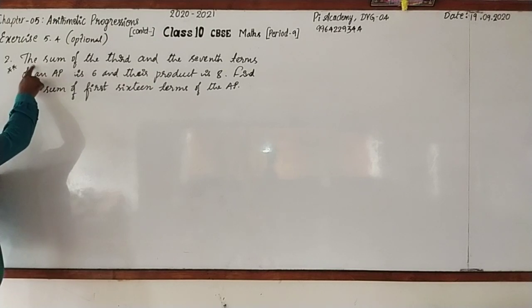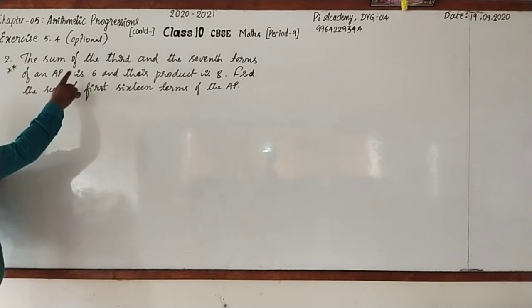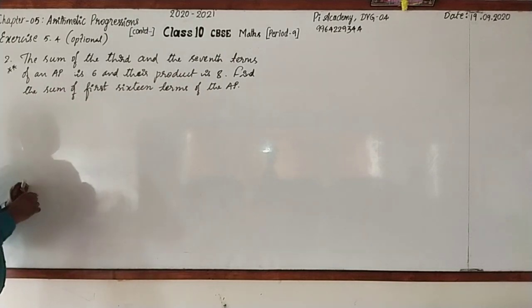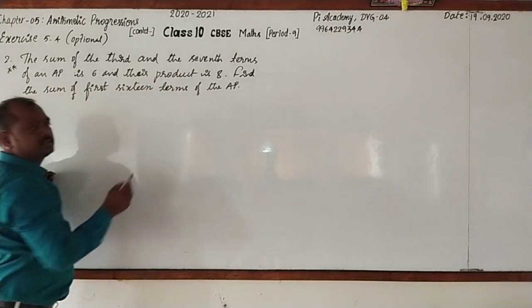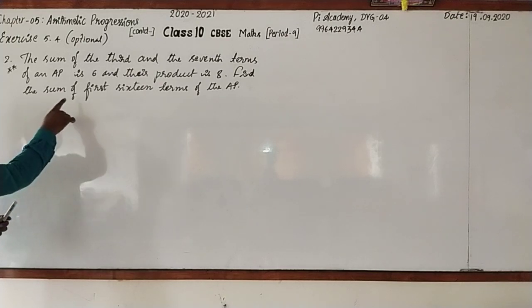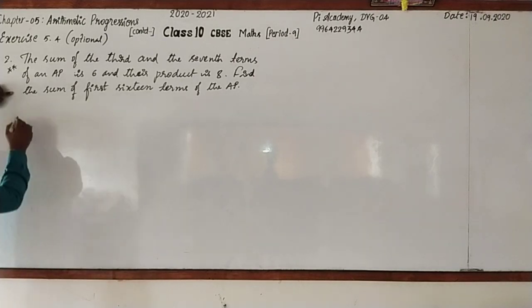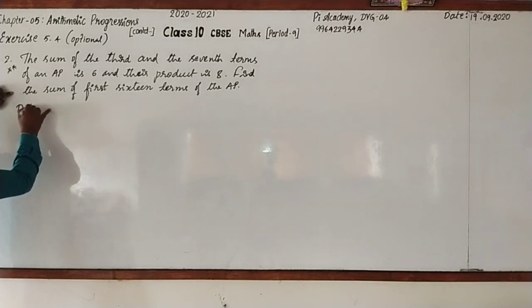Go through the statement. The sum of the third and seventh terms of an AP is 6 and their product is 8. Then we have to find out the sum of first 16 terms of the AP. Followed? Observe. First, write the data with me.